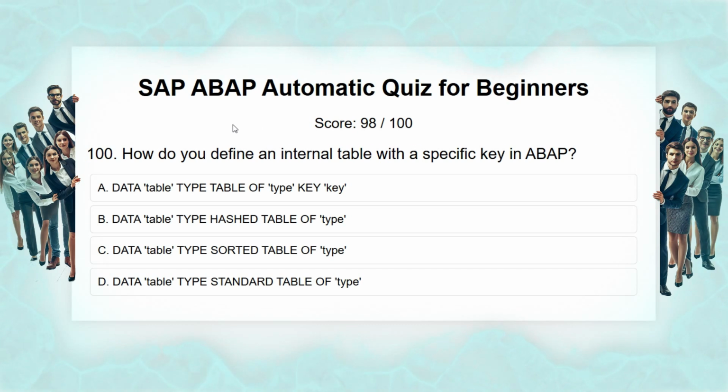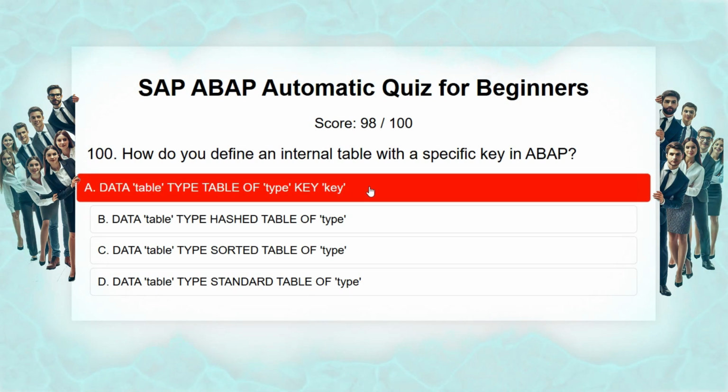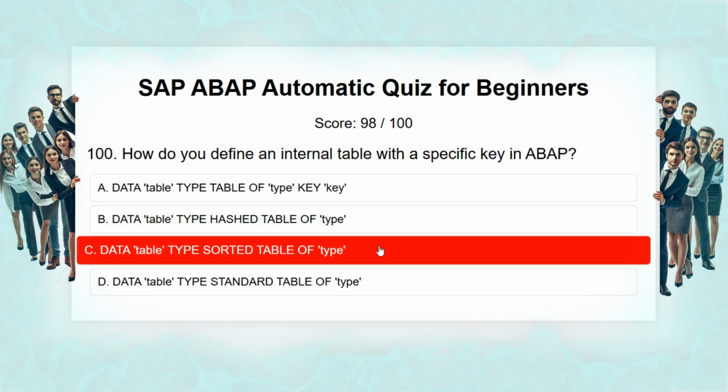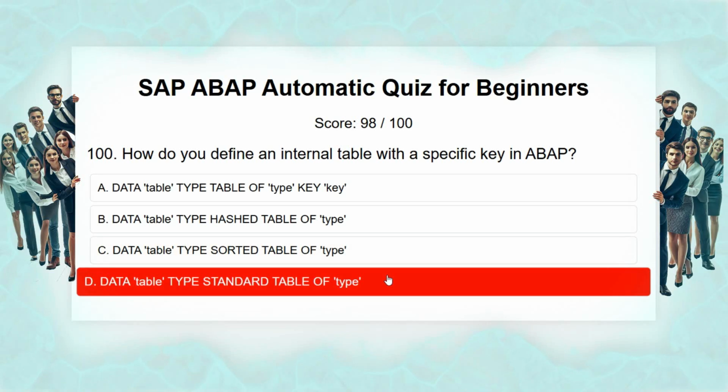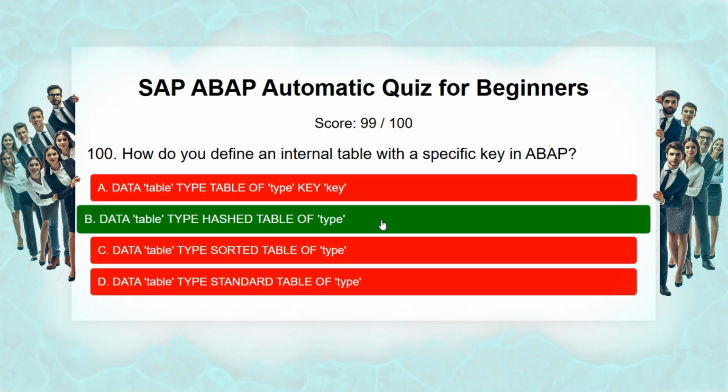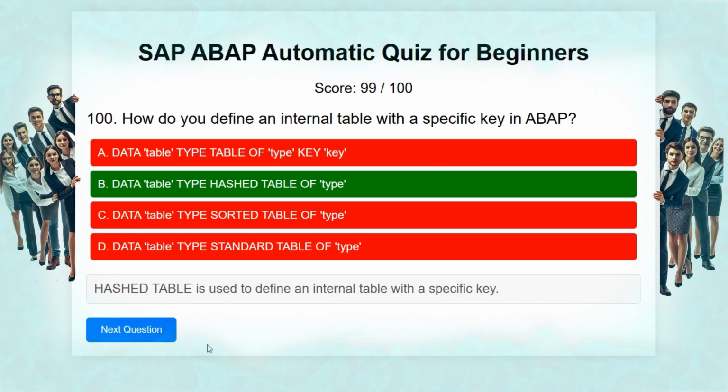100. How do you define an internal table with a specific key in ABAP? A. Data table of type key. B. Data table type hashed table of type. C. Data table type sorted table of type. D. Data table type standard table of type. Correct answer. Hashed table is used to define an internal table with a specific key.